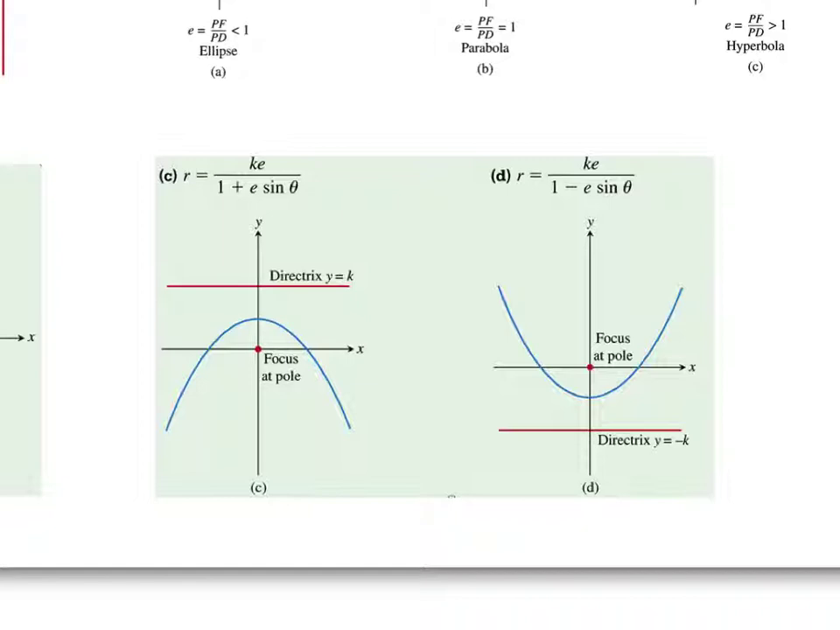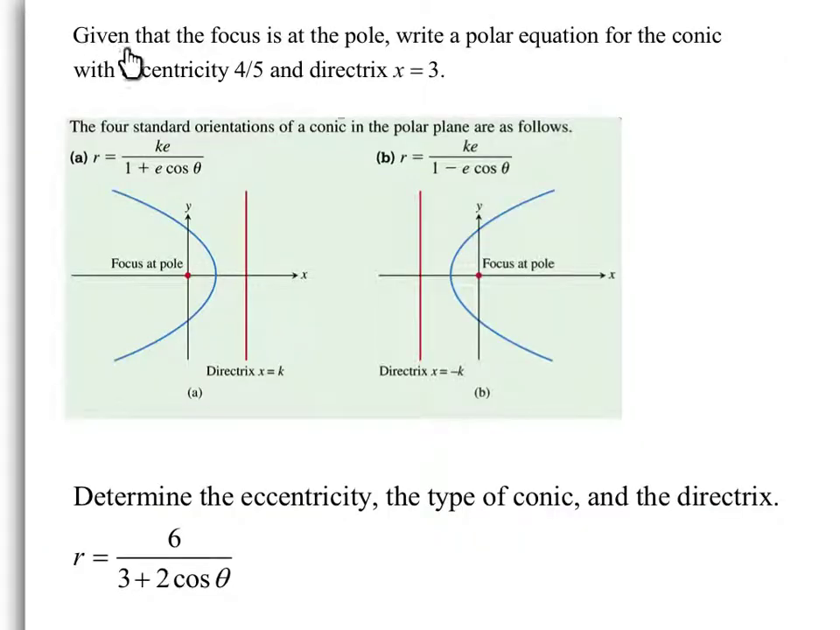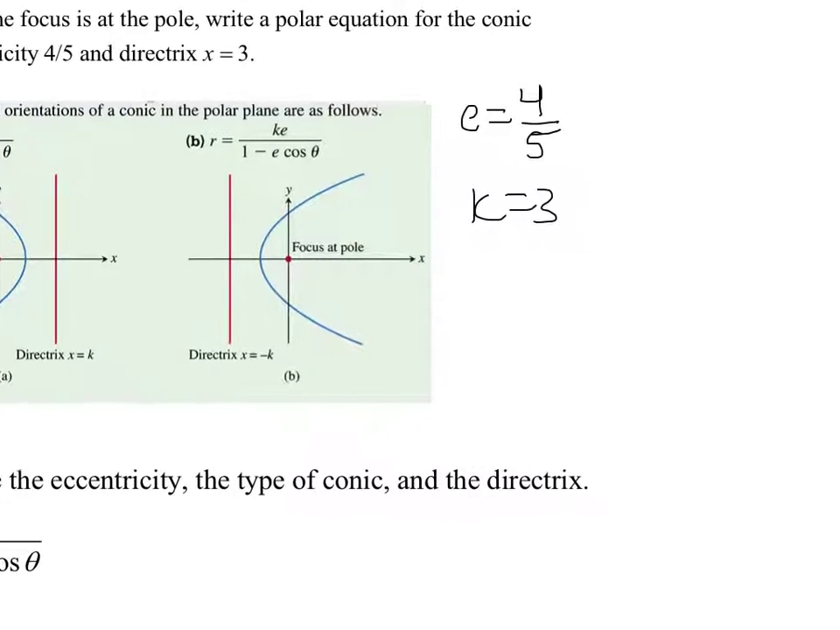Alright, so let's take a look at some examples of what to do now. Given that the focus is at the pole, write the polar equation for the conic with eccentricity 4/5 and directrix x equals 3. Do you see here? We have x equals 3, so x equals positive k. So that's why we're going to be using this form. We know e equals 4/5 and k equals 3. So let's just plug these in.